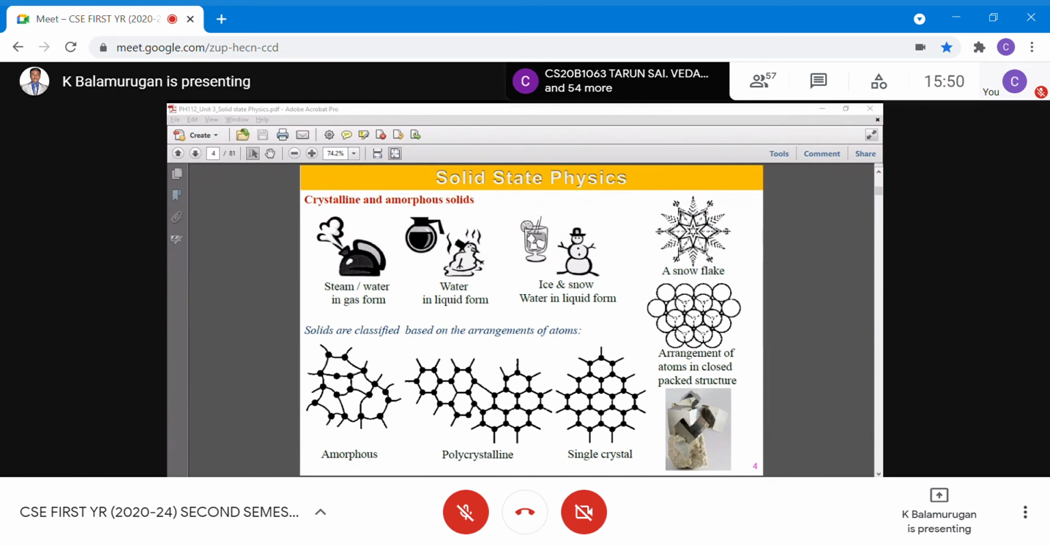Okay. So what you see in the bottom most on the right side of this slide is a stone. On top of the stone, there are some very perfect cube-shaped stuff. So these are nothing but iron disulfide crystal called pyrites. Iron disulfide crystal called pyrites. This is how a single crystal typically looks like.